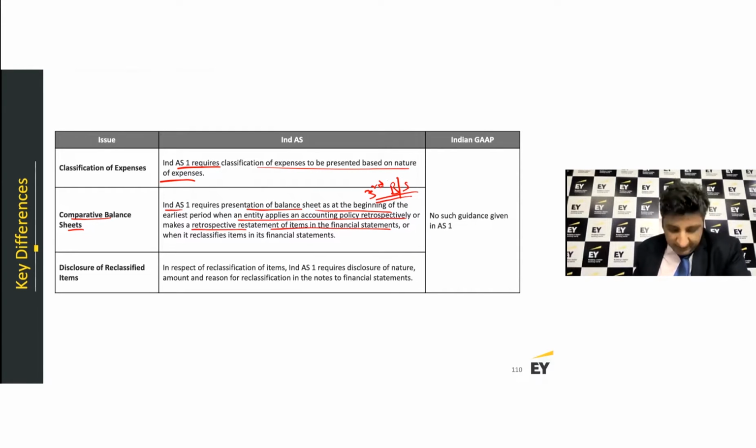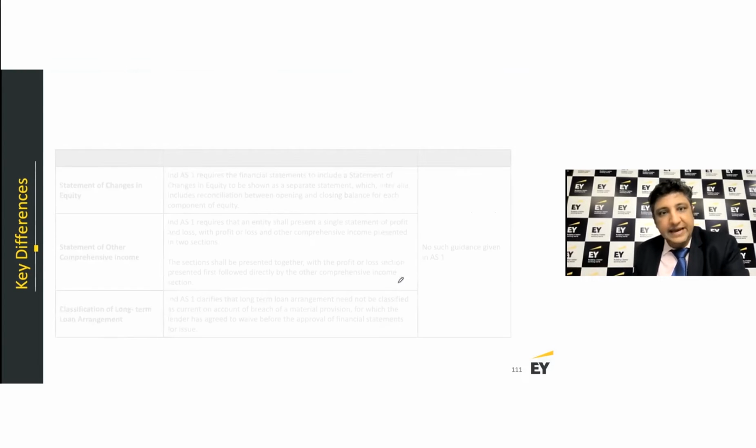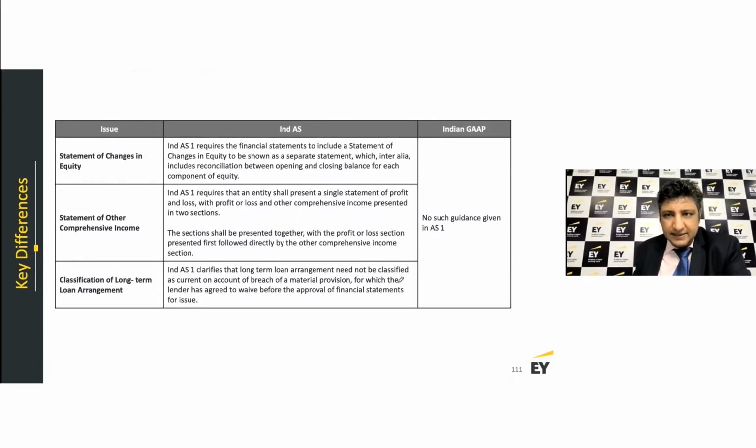Again, in case there's a reclassification, Ind AS 1 actually requires disclosure of the nature or the amount, and also the reason for such reclassification, just to adhere to the consistency principle. So that's where this disclosure is very clearly identified, which is not clearly mentioned under the AS framework. The other change that you observe is a specific need for SOCIE, which was never in place under the AS framework.